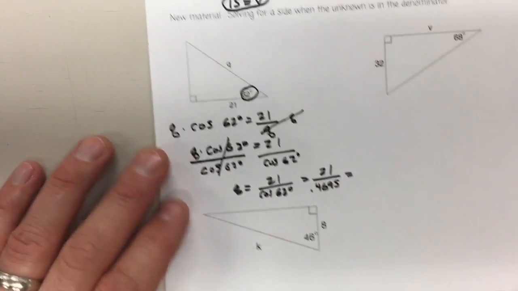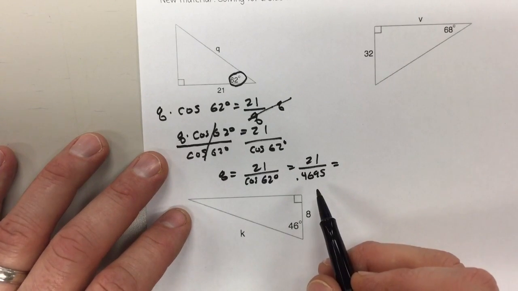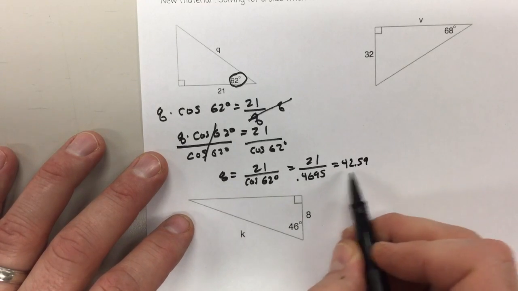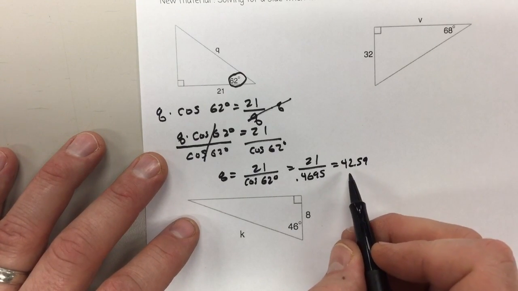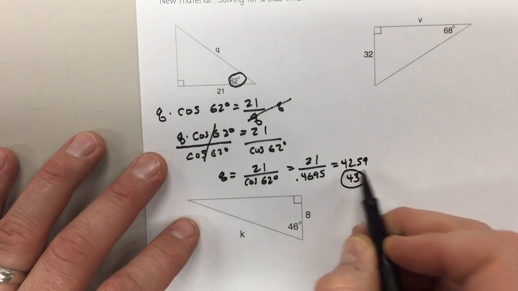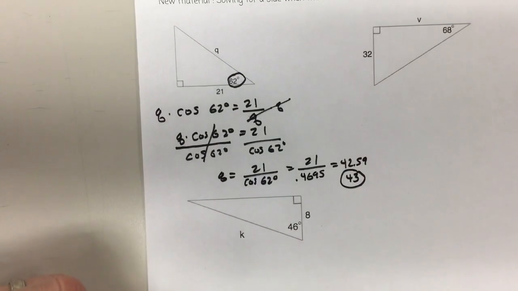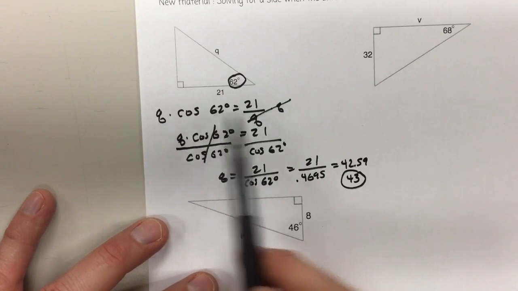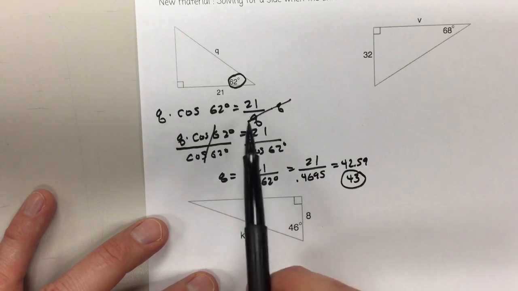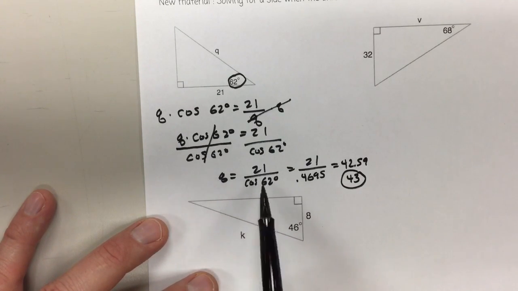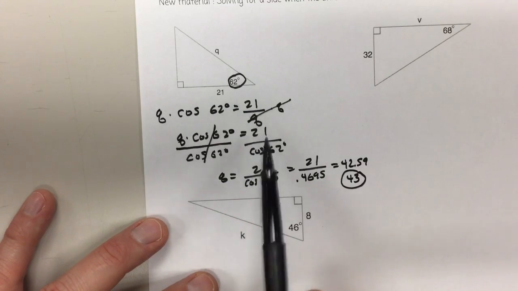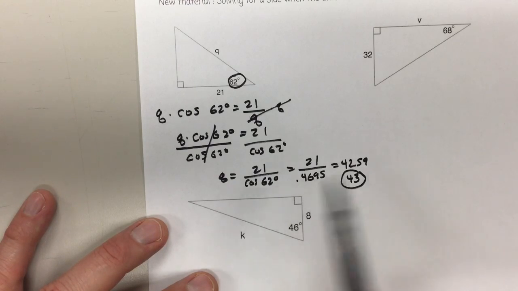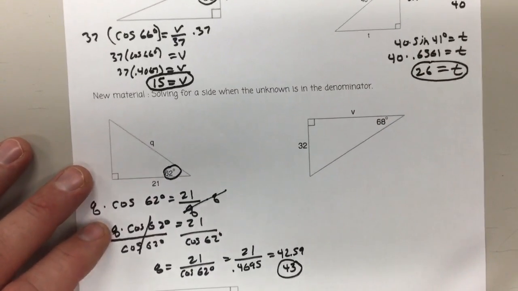And now I divide these two, and I get 42.59. And for our purposes, we're going to round this to the nearest whole number, which would make it 43, since the decimal is 0.5 or more. So if you really look here, what ends up happening is the Q and the cosine 62 simply change places. It's 2 steps of algebra, but if you know that's what's going to happen, you could just skip a step.